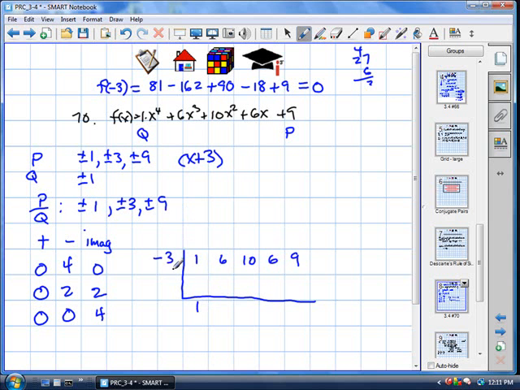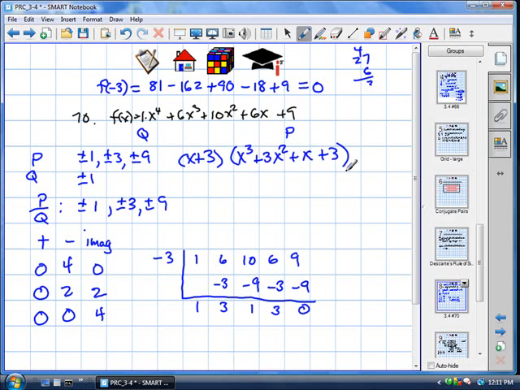Bring down, multiply, add, multiply, add, multiply, add, multiply, and add. Yep, there's my remainder of goose egg, which guarantees that this did work. And now here's what I have left. What is that? That is x cubed plus 3x squared plus x plus 3.